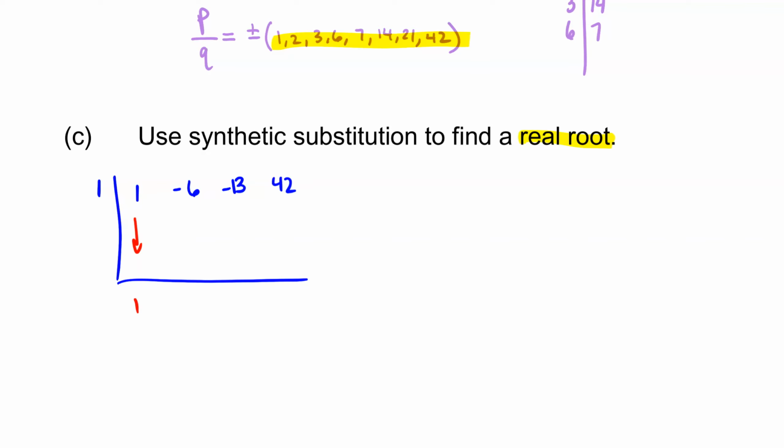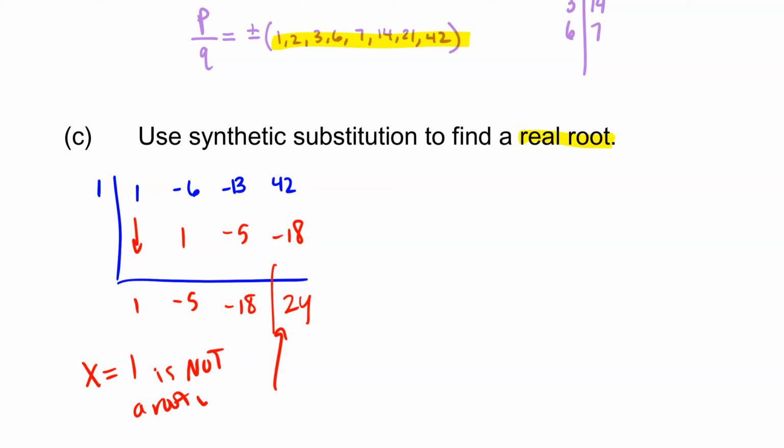So bring down the 1. Okay, multiply, add, multiply, add, multiply. Uh-oh. This isn't going to work. What the heck? Right? This is not a remainder of 0. So guess what? X equals 1 is not a root. All right. And then they have to keep going through until they find one that works. That's a pain in the butt.